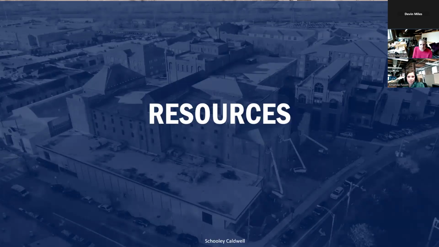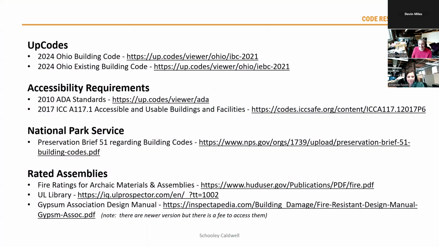Then resources. No one memorizes the building code, even architects. So these are, for those who joined us yesterday, a lot of the same resources Amanda went over yesterday, just so you have the links and know where to get them.